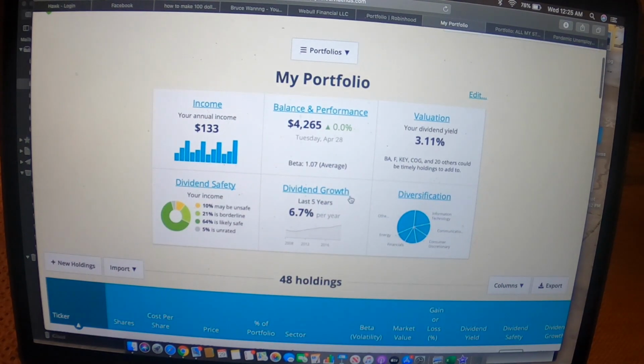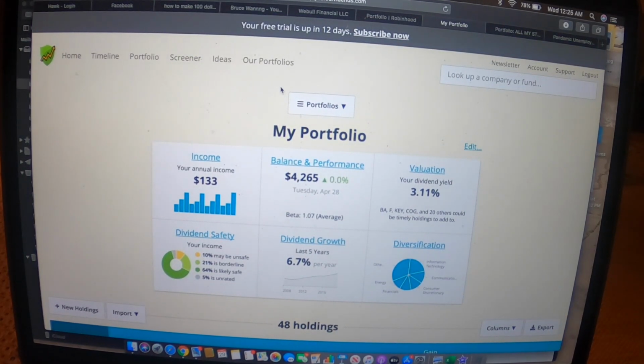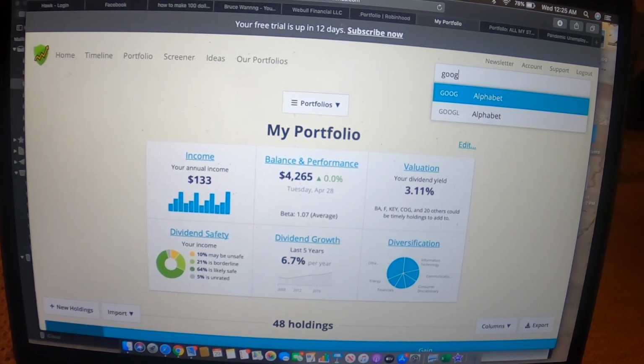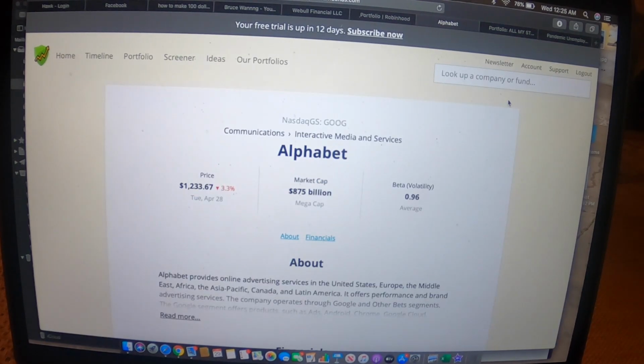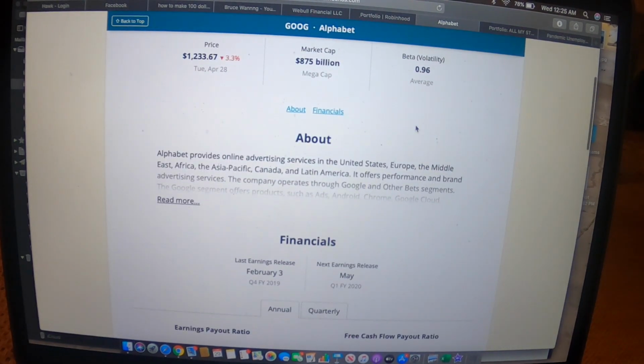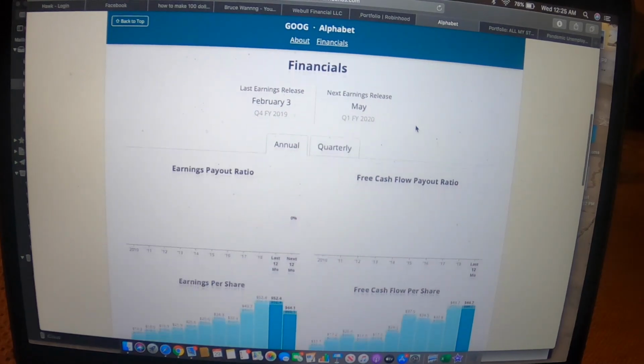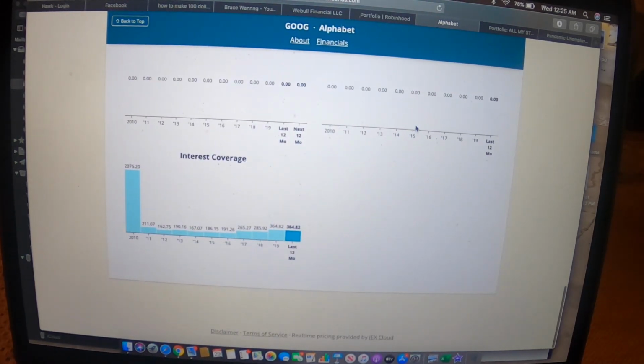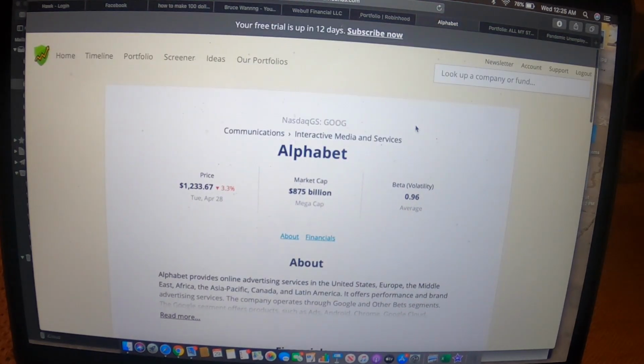So as you could see, it's overall a good website. And if you want to look something up, say for example Google, you see, it pulls it up and it tells you everything, pretty much their financial statements, everything. This is like a one-stop shop. You don't need to go to multiple websites to find all of this stuff. It's all there for you.